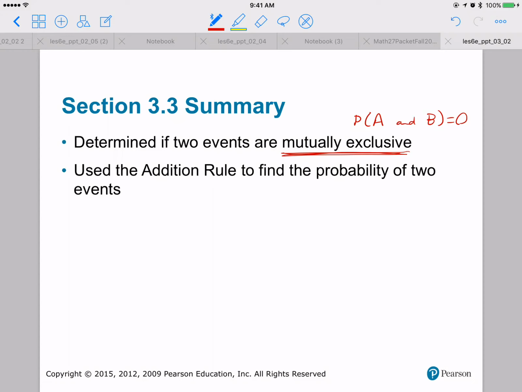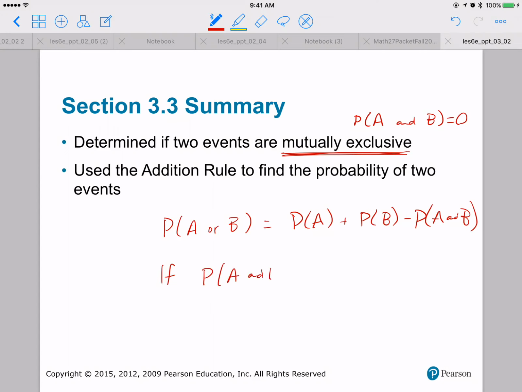The first one is that the probability of A or B is equal to the probability of A plus the probability of B minus the probability of A and B. And if the probability of A and B equals 0, which is the same thing as saying A and B are mutually exclusive, then the probability of A or B is just going to be the probability of A plus the probability of B. All right, there you go.